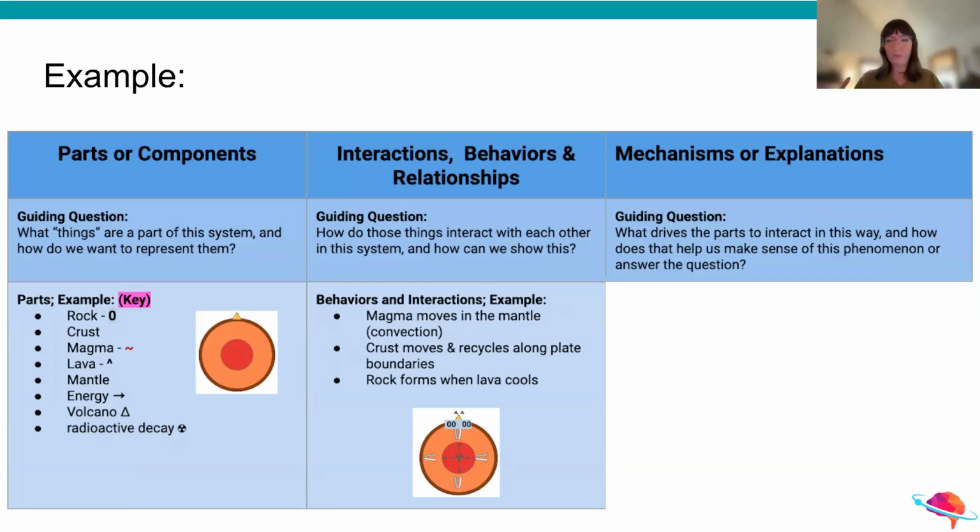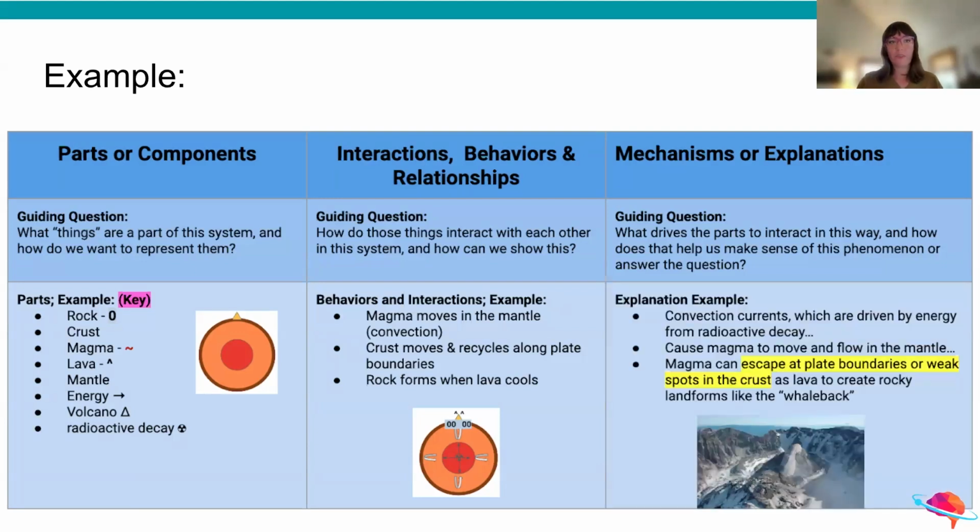Oh, the magma is moving because of convection. So we need to show some movement there in the magma, right? We need to show some movement in the mantle. And why is it moving? Oh, it's driven by some radioactive decay and some energy being produced in the core. So we need to show that too. And you can see that we're starting to move away from just the parts of the model, and we're starting to show some interactions that are going to help us with our explanation.